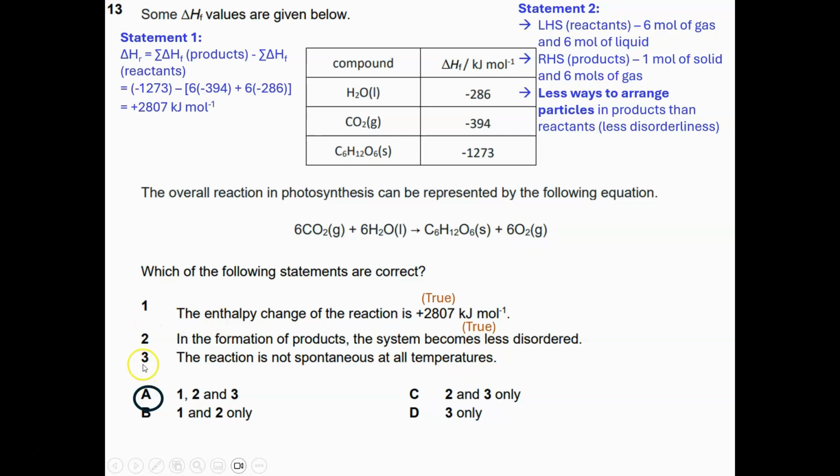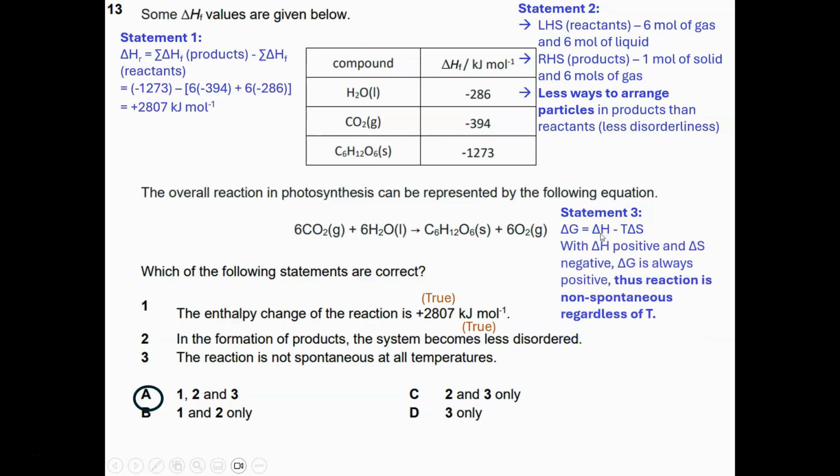For statement 3, we need to combine statement 1 and statement 2 using the equation delta G equals delta H minus T delta S. Since my delta H is positive and delta S is negative, regardless of the temperature, my delta G will always be positive. So regardless of temperature, my reaction is always non-spontaneous. That's why all 3 statements are correct.